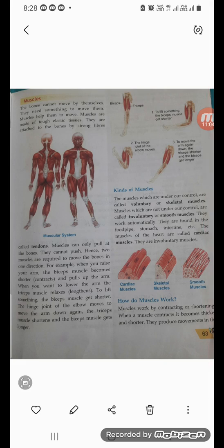The muscles which are under our control are called voluntary muscles. Whatever is in our control, they are called voluntary muscles and skeletal muscles. Muscles which are not under our control are called involuntary muscles or smooth muscles. They work automatically. They are found in the food pipe, stomach, intestine.